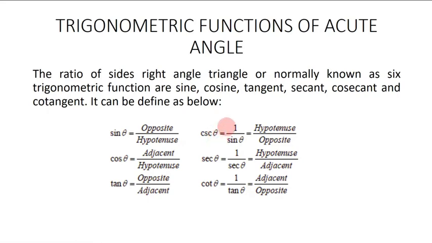Cosecant theta equal to 1 over sine theta, or also equal to hypotenuse over opposite. Secant theta equal to 1 over cos theta, also equal to hypotenuse over adjacent. Cotangent theta equal to 1 over tangent theta, or also equal to adjacent over opposite.